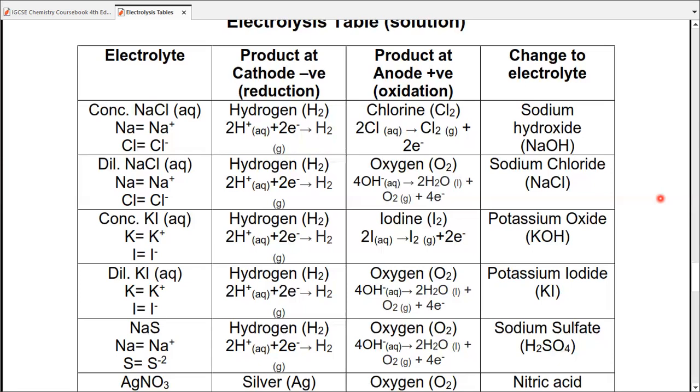It is oxygen because the polyatomic ion always stays in the solution, so oxygen would appear. Good, well done. And lastly, there is a new name, nitric acid, written over there. Why do you think we're getting nitric acid? How do you think we're getting the nitric acid?